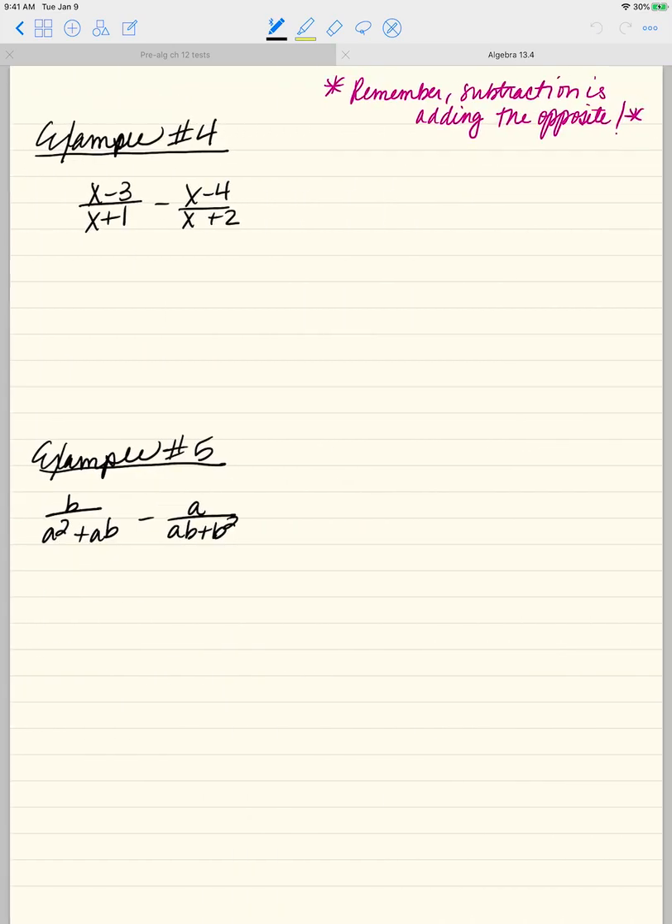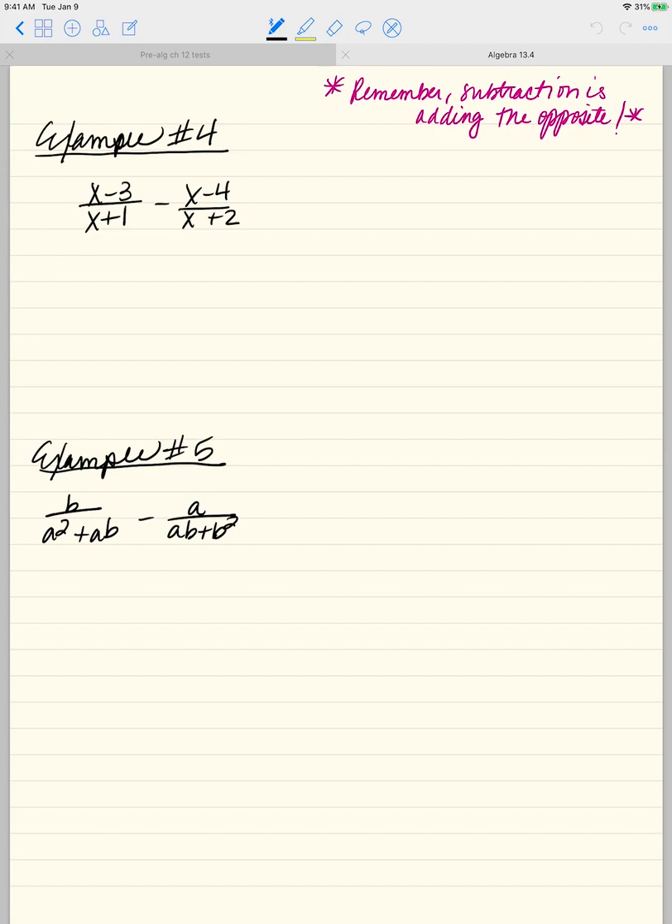Example number 4. X minus 3 over x plus 1 minus x minus 4 over x plus 2. I wrote a little note in pink up at the top. Reminder that the definition of subtraction is adding the opposite. Sometimes it might be easier to rewrite anything that is subtraction as adding the opposite. Sometimes it might be easier, other times it might not be, just a reminder, okay, if that's easier for you. Let's take a look here.